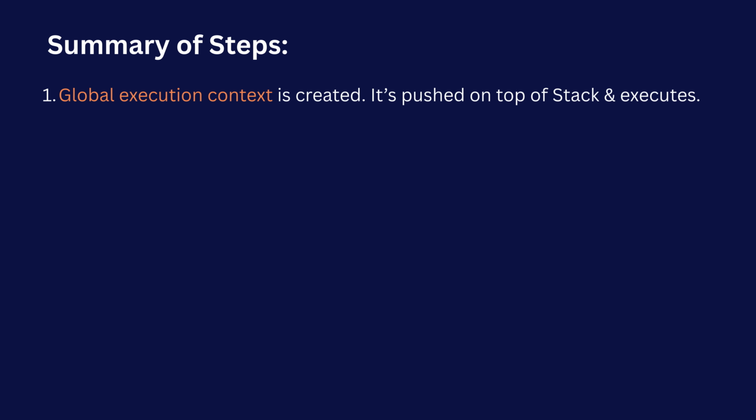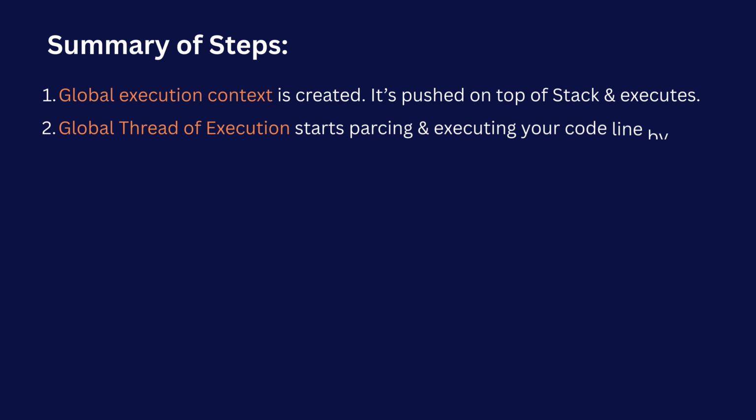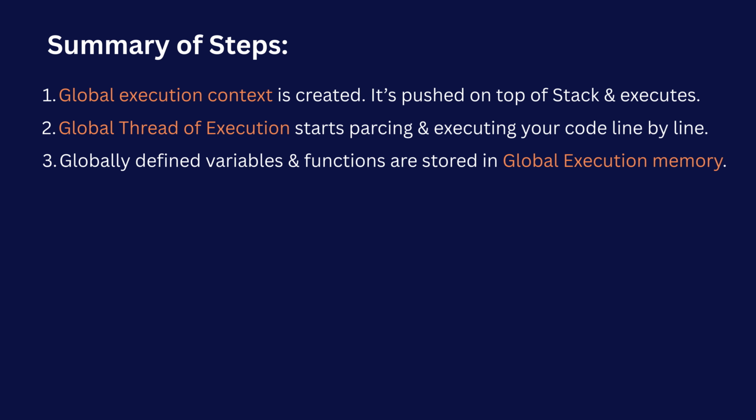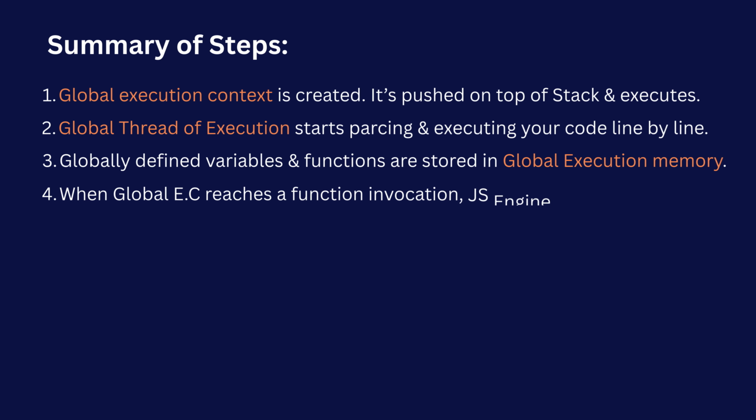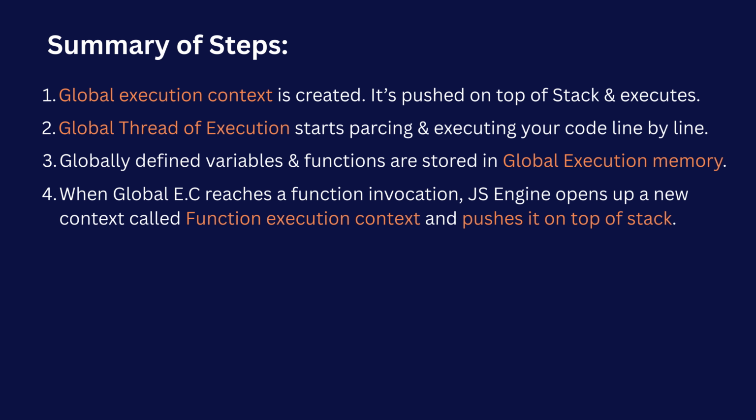So to summarize this process, when you run your JavaScript code at first, these are the series of steps that take place. Number 1, a global execution context is created and pushed on the top of stack, and it starts its execution. Number 2, the global thread of execution starts going through your code and starts parsing it line by line. Number 3, any globally defined variables or functions are stored in the memory within the global execution context. Number 4, as soon as the global thread of execution hits any function call, the JavaScript engine creates a new local or functional level execution context for that particular function and pushes it on top of the stack.